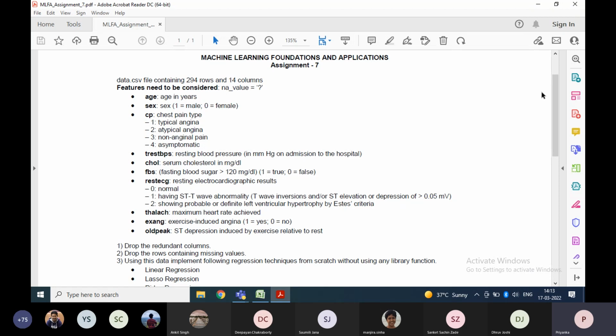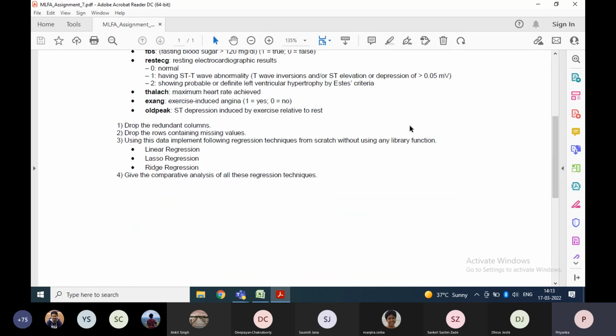So the first step, you can drop the redundant columns, which I already told. There are 3 columns, you can totally remove them. The second step, you can remove the rows with missing values. And the third step is the implementation part. You have to implement all these 3 types of regression from scratch without using any library functions. And after that you can give a comparative analysis of all these regression techniques and what you observe from your results.